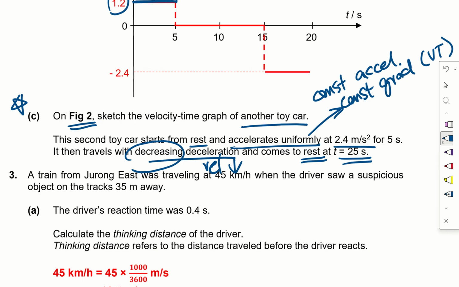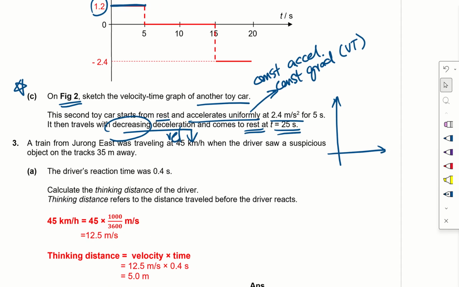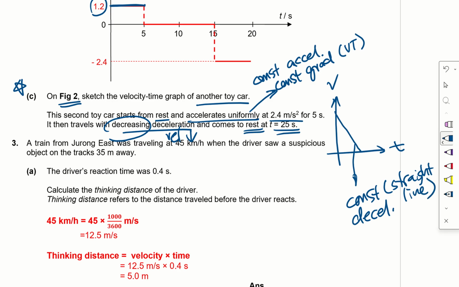Decreasing deceleration. Okay, so let me draw my VT graph here. Okay, you must be very familiar with VT graph. Now this is a straight line, so this is a constant deceleration. Why is it constant? Because it's a straight line. Okay. Why is it deceleration? Because it has a negative gradient, or the velocity actually decreases.